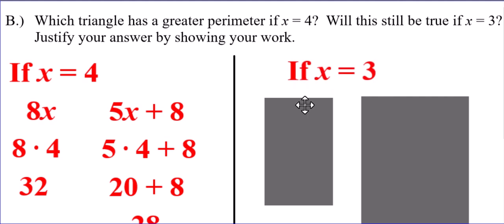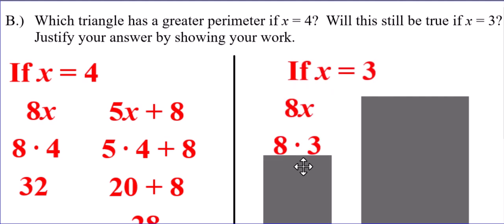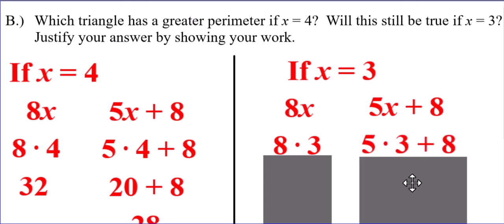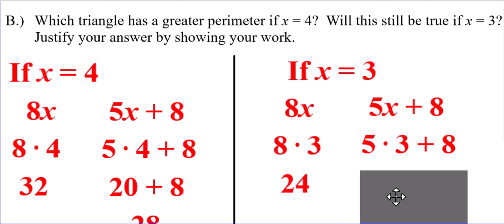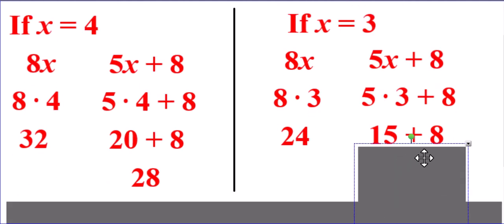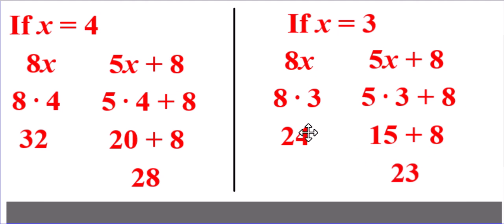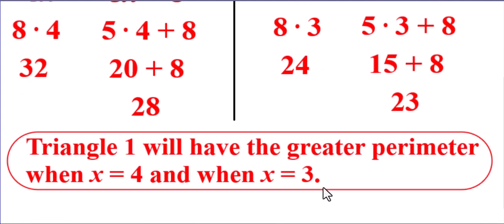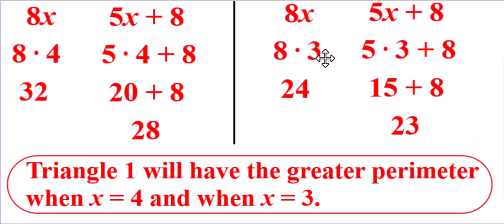Only one way to find out. Instead of 8x, it's now 8 times 3. Instead of 5x plus 8, it's 5 times 3, and then plus 8. 8 times 3 is 24. 5 times 3 is 15. 15 plus 8 is 23, barely under 24. So in both cases, triangle 1 had the greater perimeter, both when x equals 4 and when x equals 3. It barely made it for when x was equal to 3, but it still was. So there you go. That is the answer to the question.